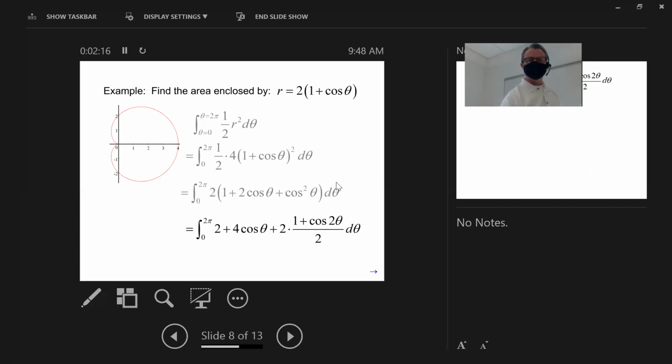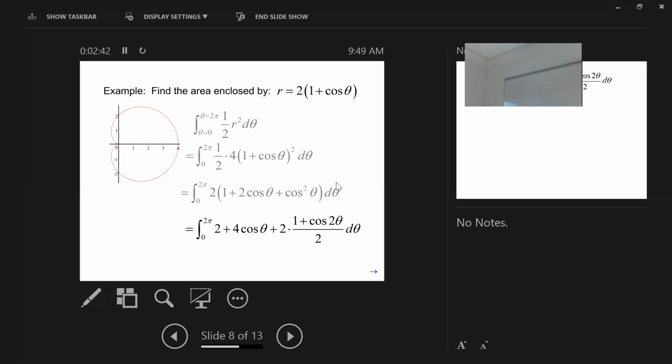So now what? Well, we got a problem with this. See, we can anti-differentiate, distribute the 2. We can anti-differentiate 2 cosine theta. No big deal. But cosine squared theta, we can't anti-differentiate that. Because if we said mu is cosine theta, and we have mu squared, we would need d mu, which is negative sine. And we don't have it.